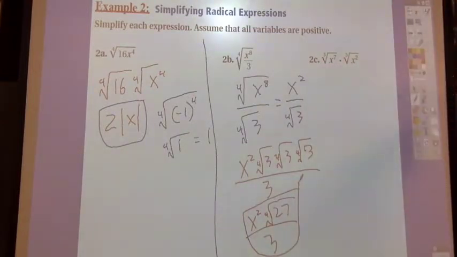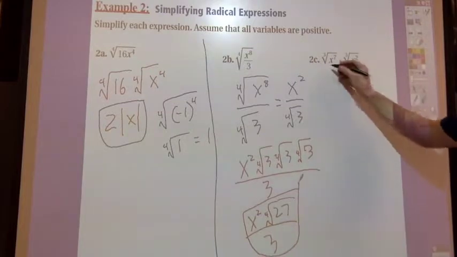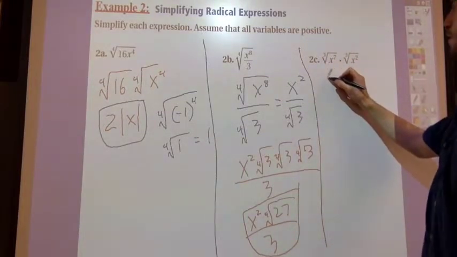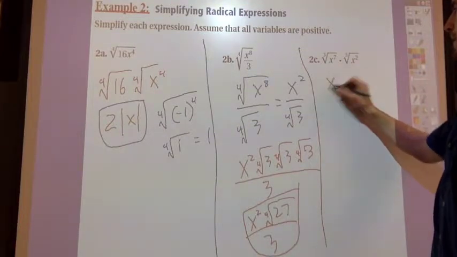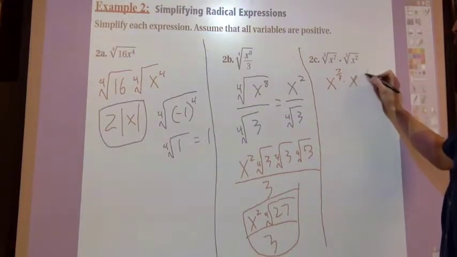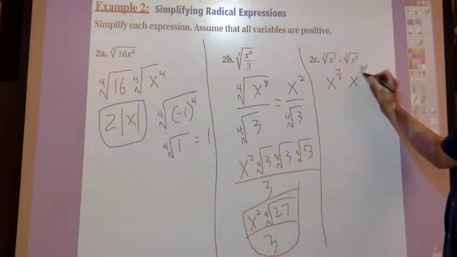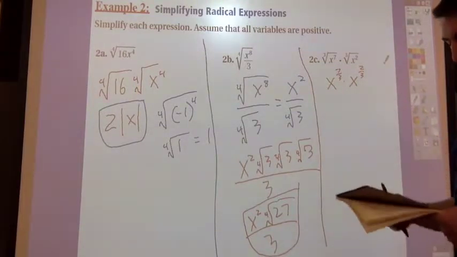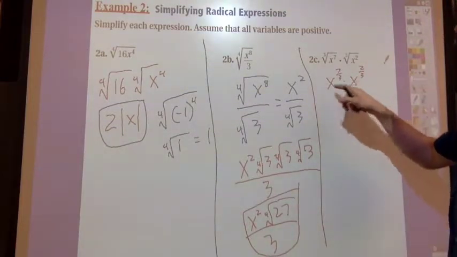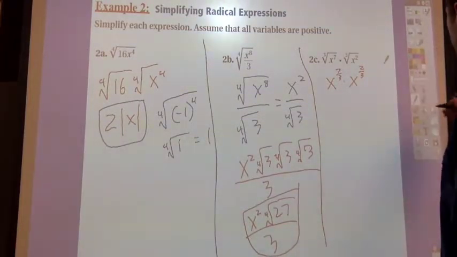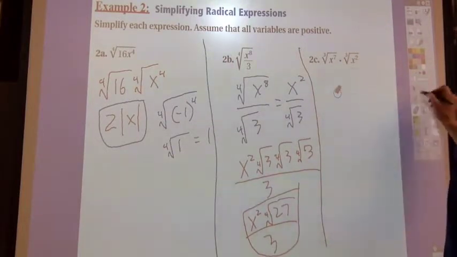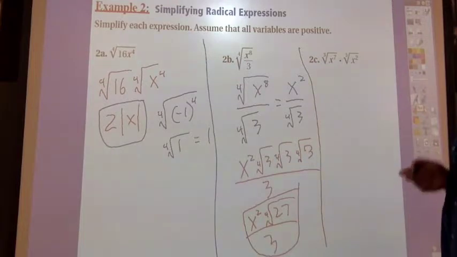And then this one here, I'll rewrite these in rational exponent form. So I've got x to the 7/3 times x to the 2/3. Actually, you know that we're going to learn about this a little bit later in the chapter, so I'll do it a different way. You totally could do it that way, but I'll do it a different way.